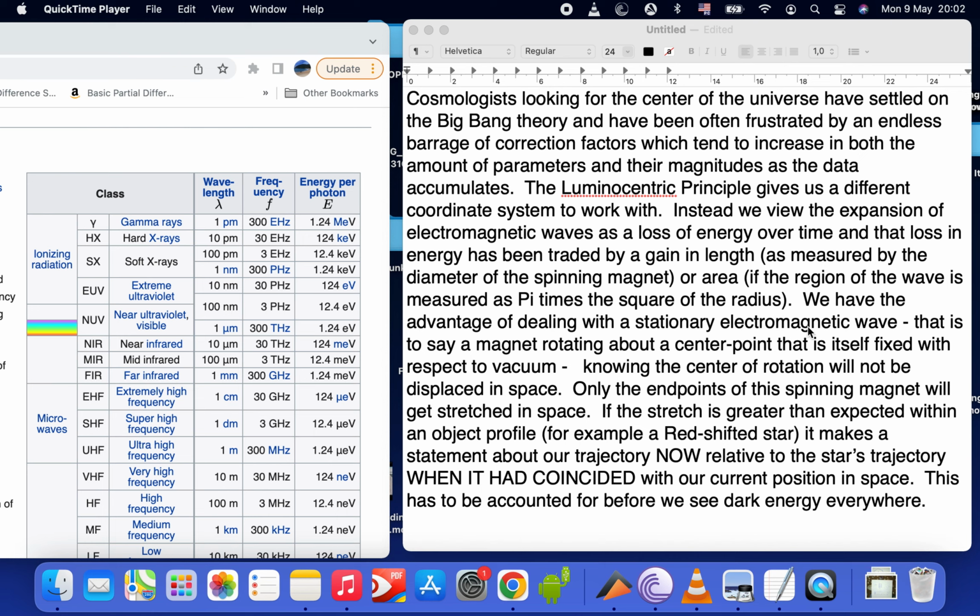We have the advantage of dealing with a stationary electromagnetic wave, that is to say, a magnet rotating about a center point that is itself fixed with respect to vacuum. Yes, the fulcrum of the wave, so to speak. Knowing the center of rotation will not be displaced in space. Indeed. You see, this is how we just got ourselves a coordinate system, because those points will not be displaced in space.